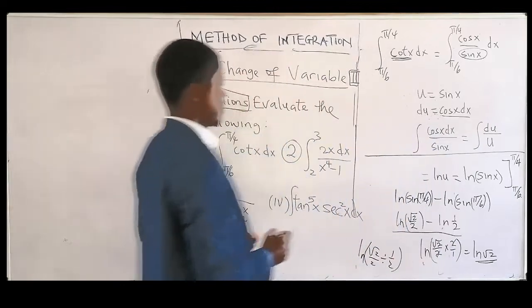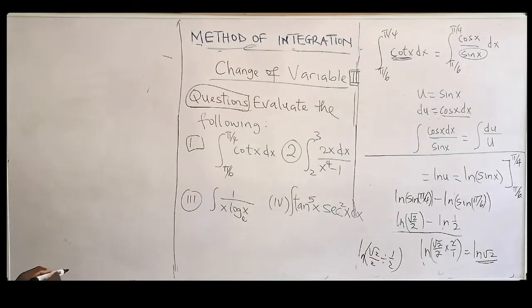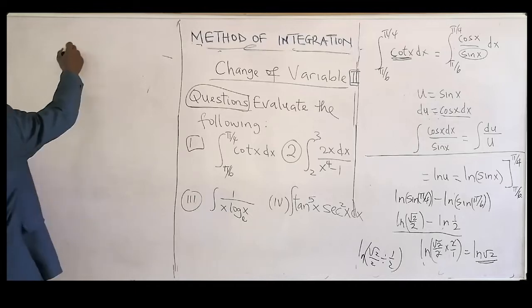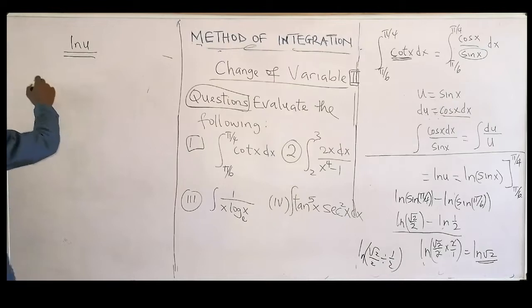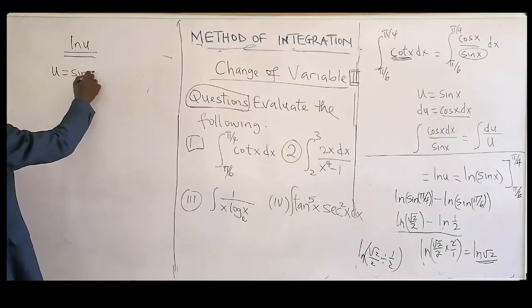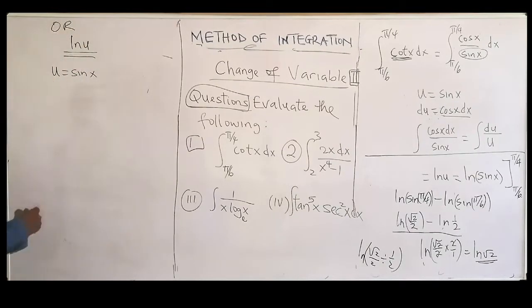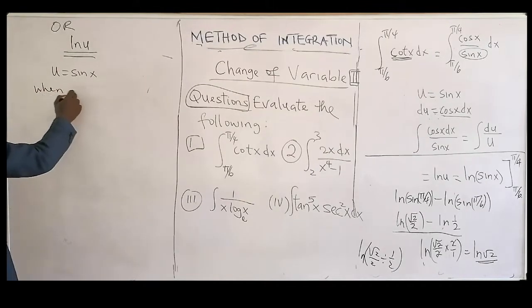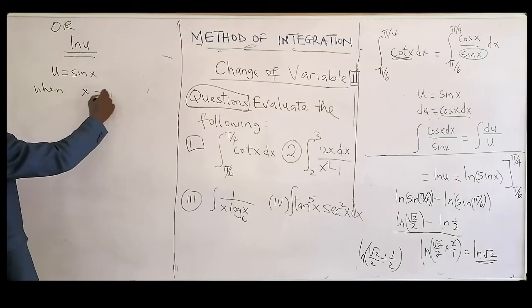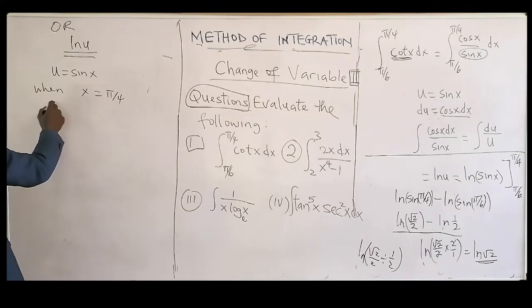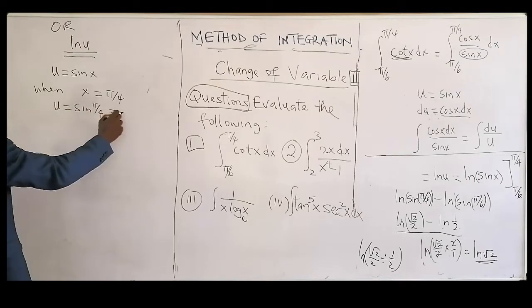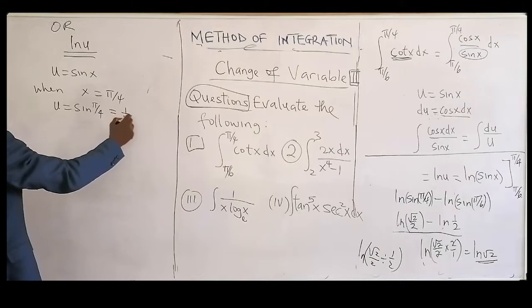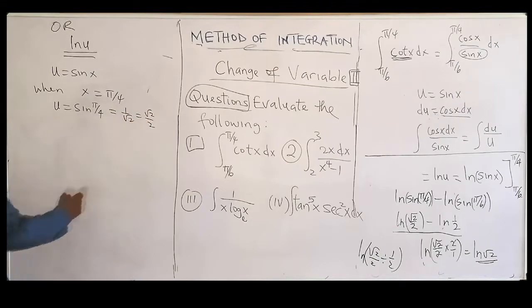The moment we are here, we got ln u from the integration, and that's our answer. We just need to change back, and don't forget we said u is equal to sin x. Another way you can go about it: u equals sin x. So when x is pi over 4, what will u be? Sine pi over 4, which is 1 over root 2, or root 2 over 2.